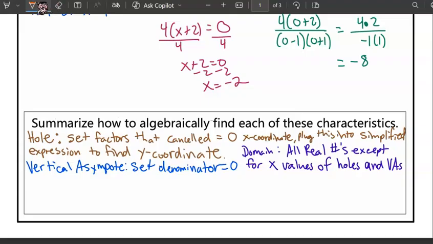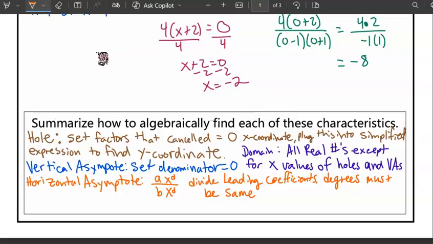For the horizontal asymptotes, you want to divide the leading coefficients. The degrees must be the same. If they're not, you need to put 0x to that power on either the numerator or the denominator. If you do that to the denominator, it would not have a horizontal asymptote.